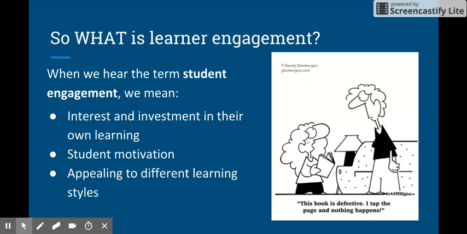So, what is learner engagement? When we hear the term student engagement, we are really talking about students' interest and their investment in their own learning. We're looking at their motivation, and we want to make sure that we are appealing to different learning styles.